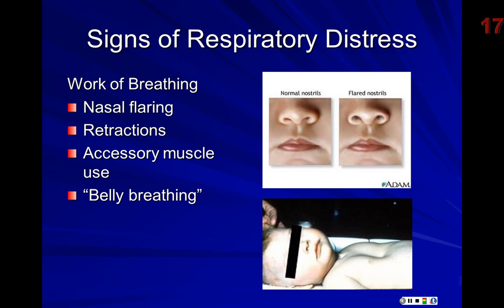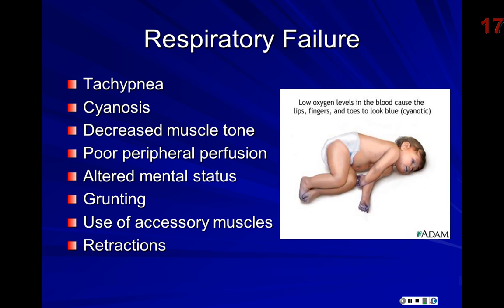Then it's use of accessory muscles or belly breathing. What you're going to look for more is that seesaw breathing. How much are they pulling with their abdomen?